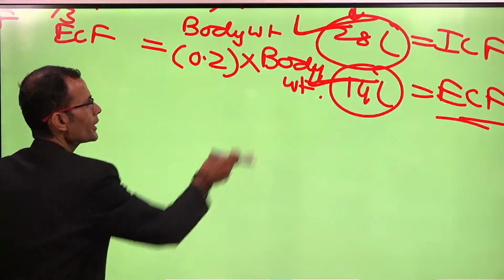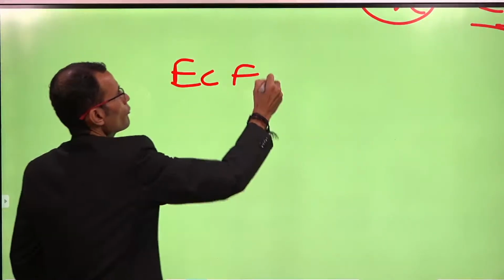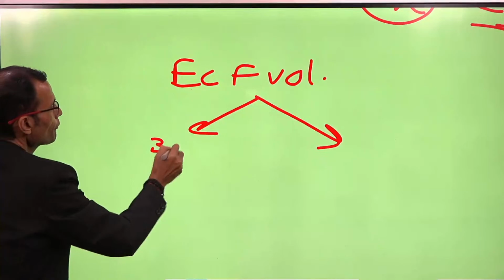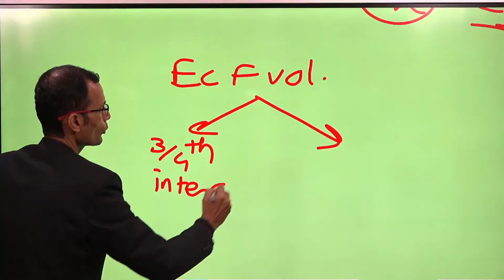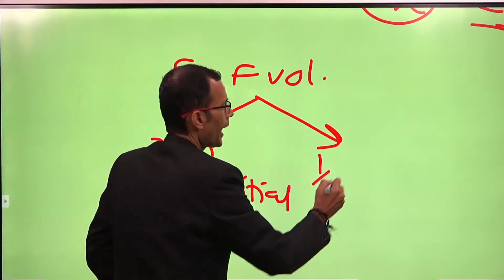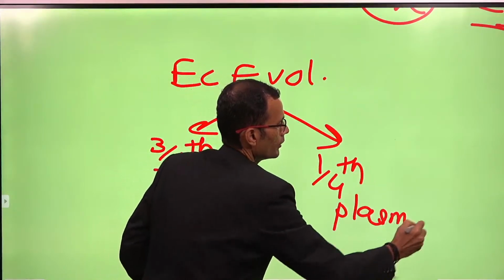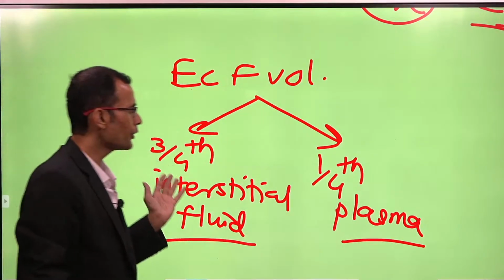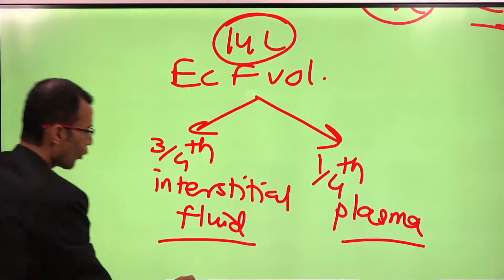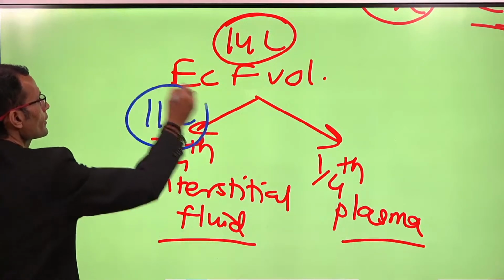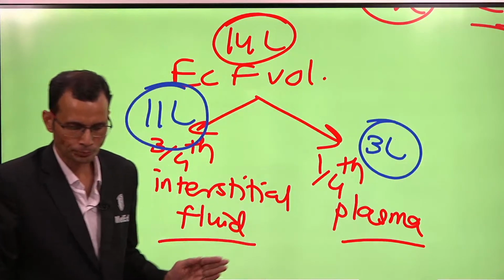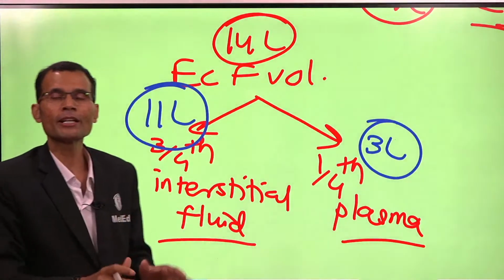Moving further, talking about the ECF volume. ECF volume is divided into two compartments. 3/4 is called interstitial fluid. Extracellular fluid volume की बात चल रही है, तो 3/4 is interstitial fluid and 1/4 is plasma. Remember, ECF, extracellular fluid, interstitial fluid and the plasma. So out of that 14 liter volume of the ECF, 3/4 means roughly 11 liters will be interstitial fluid and roughly 3 liters will be the volume of the plasma. So these are the volumes of various body fluids.